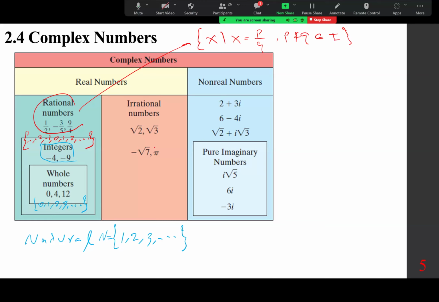But something like pi, it's 3.14159, and it continues indefinitely. It's not a rational number. And then non-real numbers are in the form of a plus bi, where a is the real part, b is the imaginary part. If a is 0, it becomes a pure imaginary, and all of them together, we call them complex numbers.